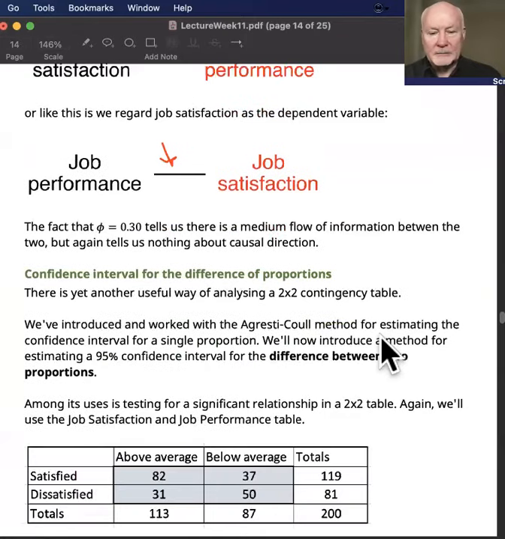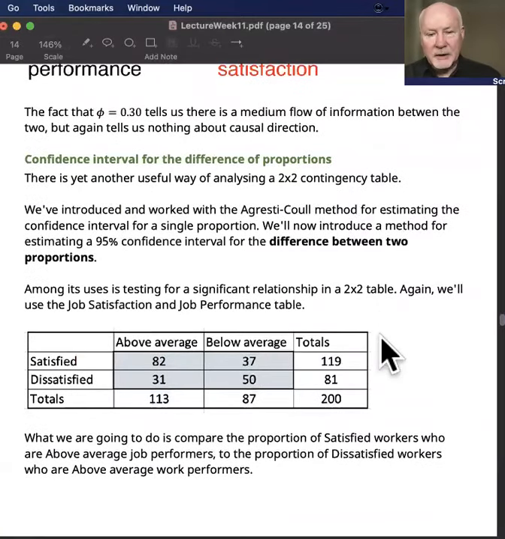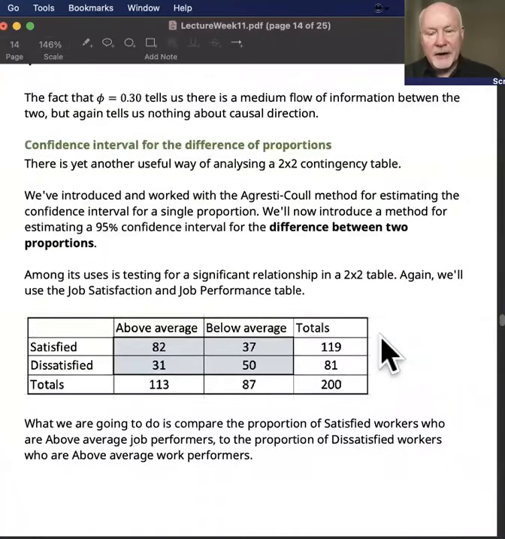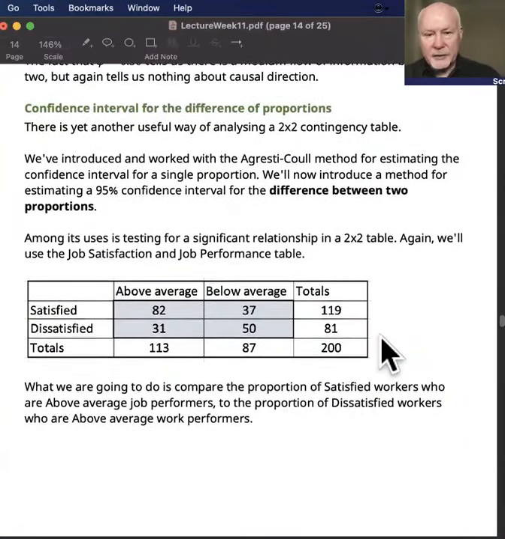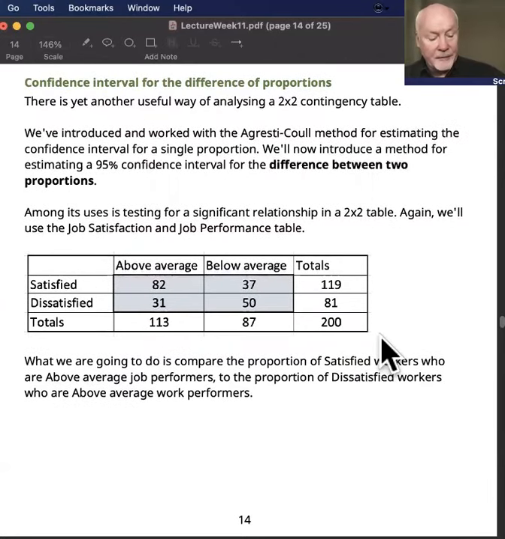Now I'm going to introduce another technique we can use with 2x2 tables, and we can use it in other contexts as well, but this is to calculate a confidence interval for the difference between two proportions. We've already learned about what's called the Agresti-Coull method for estimating a confidence interval for a single proportion. What we're interested in here is the difference between two proportions.